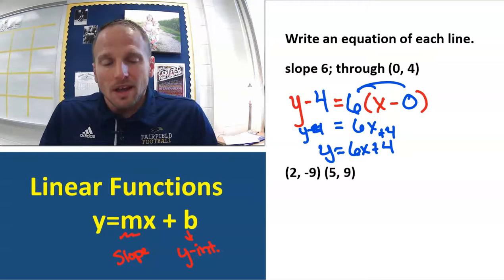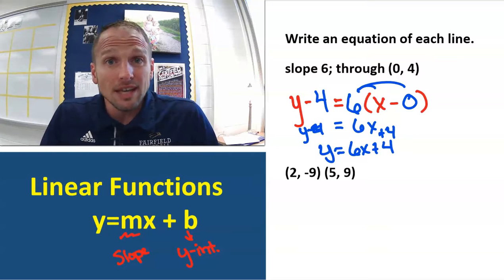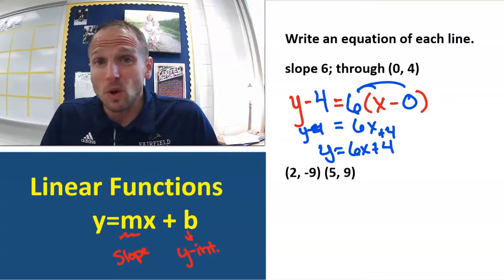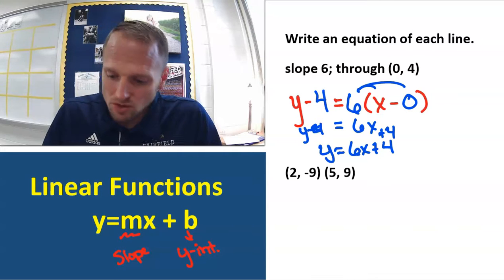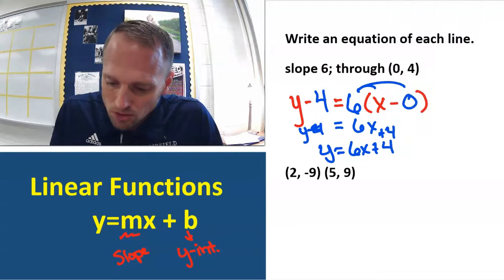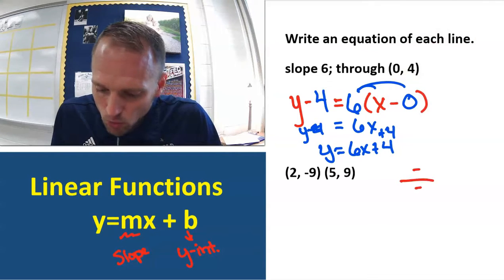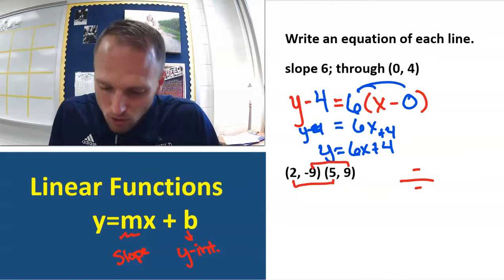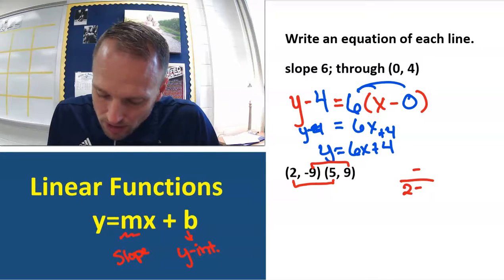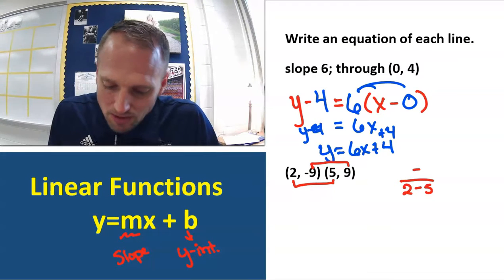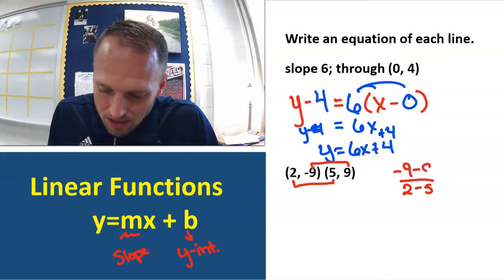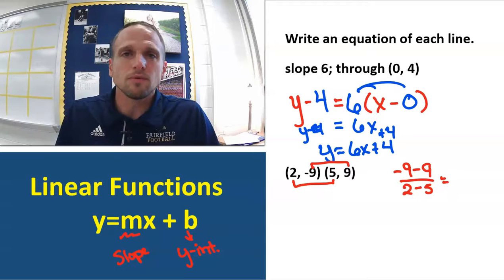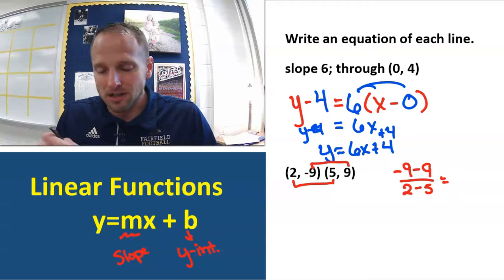Look at this next part. The next part, we're going to write an equation again, but this time we're not given a slope. Instead, we're given 2 points. So remember how to do this. We're just going to subtract, y minus y over x minus x. X's connect on the bottom, y's connect on the top. So on the bottom, we're going to have 2 minus 5. And on the top, we're going to have negative 9 minus 9. Y minus y on the top, x minus x on the bottom.